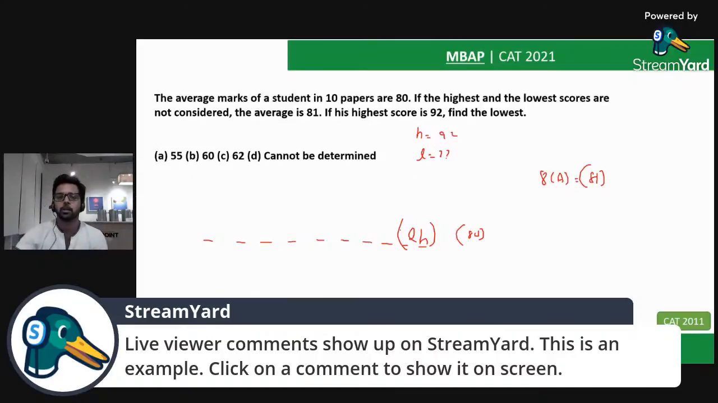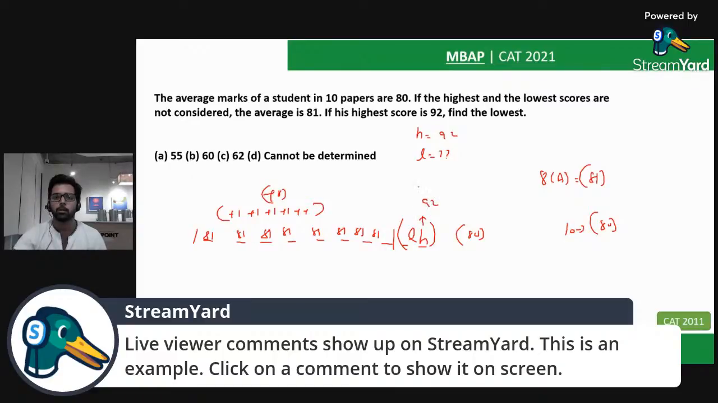A good question. Let's assume the first 8 of them are exactly on 81. I want all 10 of them to be on 80. So, how much more are the first 8 of them carrying? Each is carrying one more, one more, one more, one more. Together, they are carrying 8 more. The highest value is 92. So, how much more is this person carrying? 12 more.